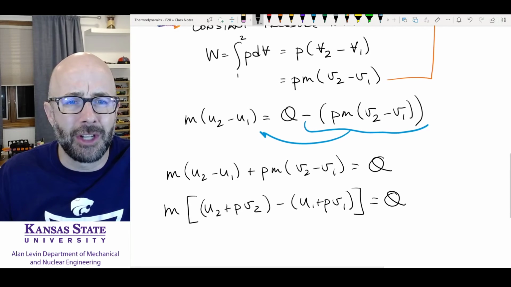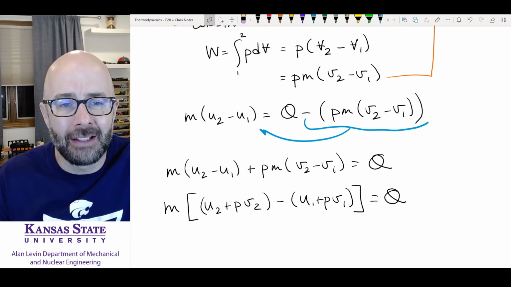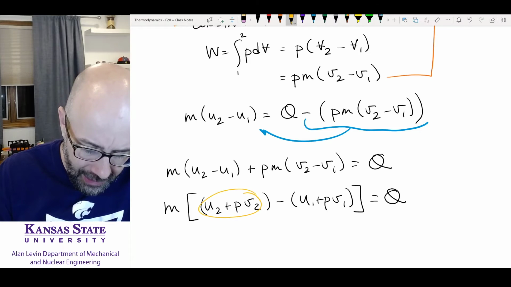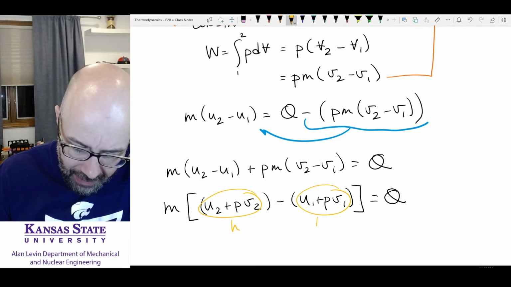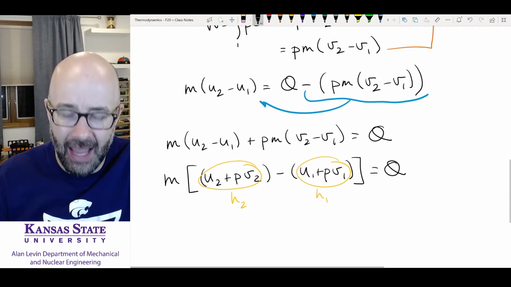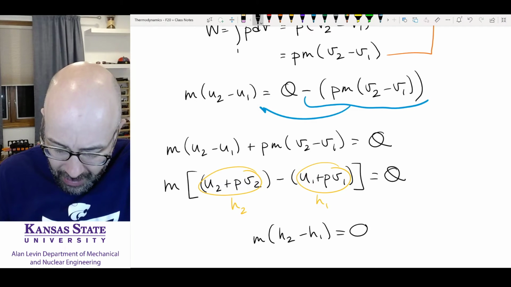And you may be looking at that and saying, Dr. Winkle, look at that. U plus PV, that is enthalpy. That is enthalpy right there, and you are correct. This is H2, this is H1, and so we can just write mass times enthalpy 2 minus enthalpy 1 is equal to heat transfer.